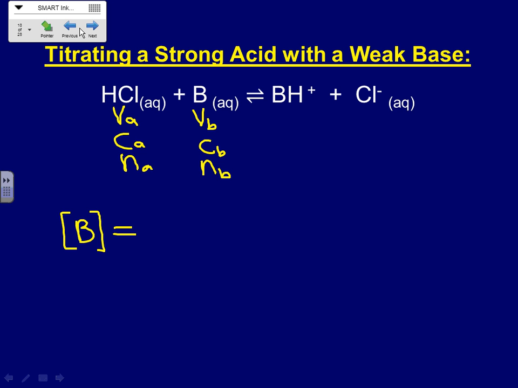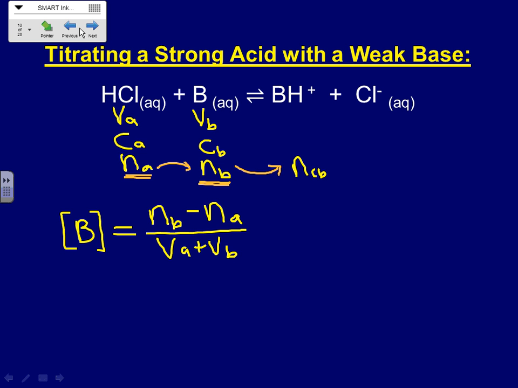Recall that for every mole of the acid that's added to the base, that base will go down, because it's going to be converted into moles of the conjugate acid. So to figure out how much base is left, I need to take the number of moles of base that I started with and subtract the number of moles of acid, because it's consuming it. The volume, just like before, is VA plus VB.